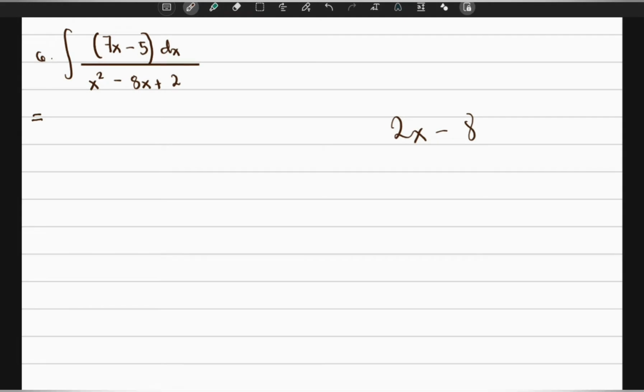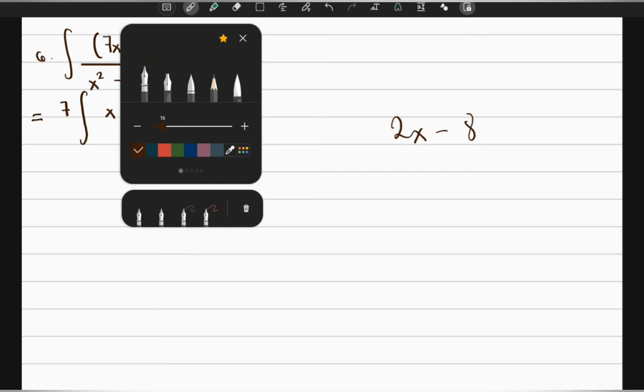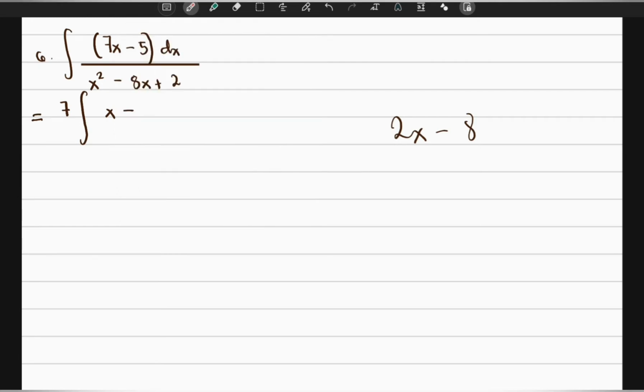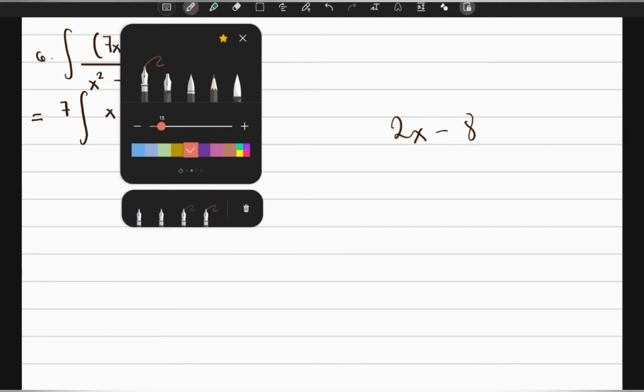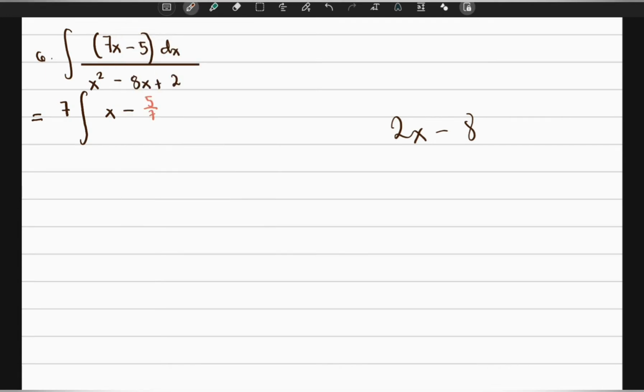We're going to factor out. Ilalabas natin yung 7. Okay? Be careful with this. Tapos, ang matitira na lang ay x minus, ibahin natin yung kulay. We have 5 over 7. Okay? Saan galing yung 5 over 7? So, pag yung 7, multiply mo doon sa dalawa, babalik ka doon sa original given.